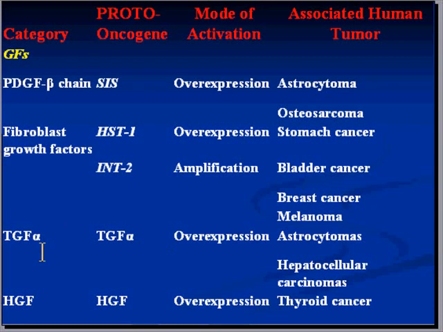For example, if you took TGF alpha, transforming growth factor alpha, which is coded by the proto-oncogene TGFA, and it was overexpressed, well, it has been known that that process indeed does occur in some astrocytomas, or tumors of the glial cells of the brain. And that's the whole process for growth factors.